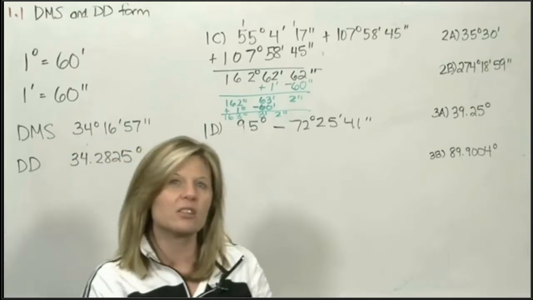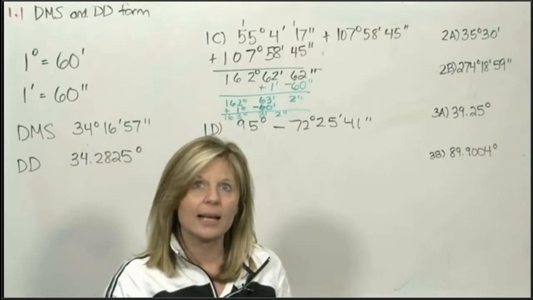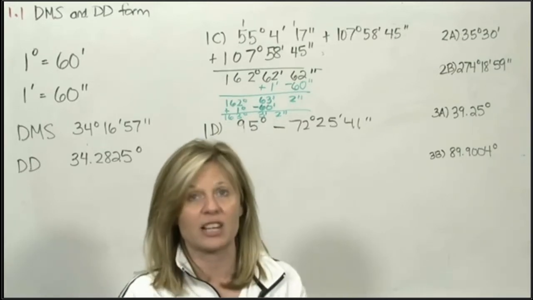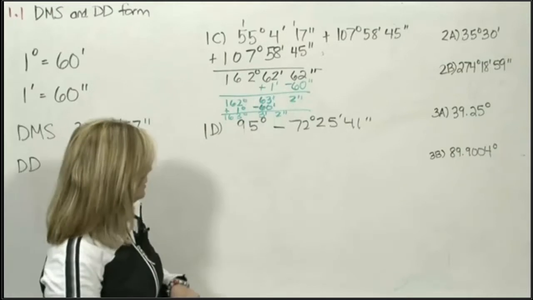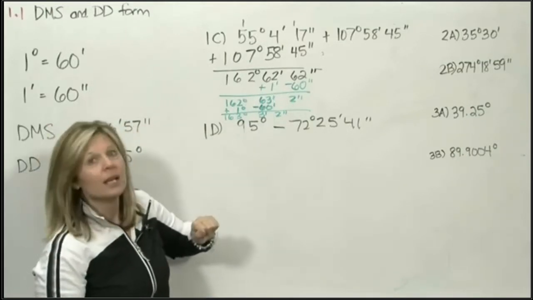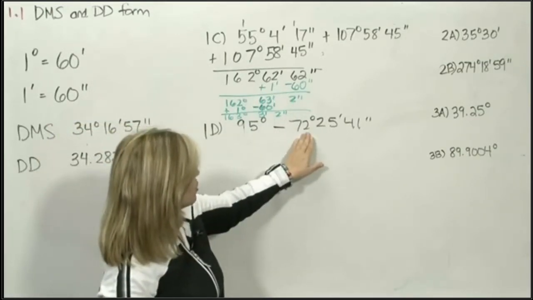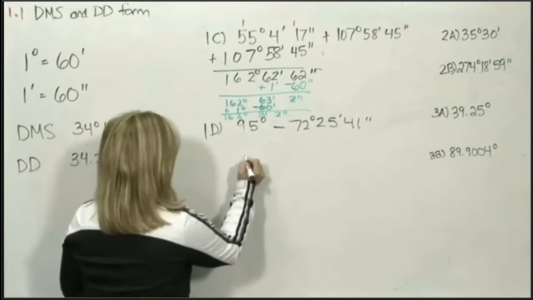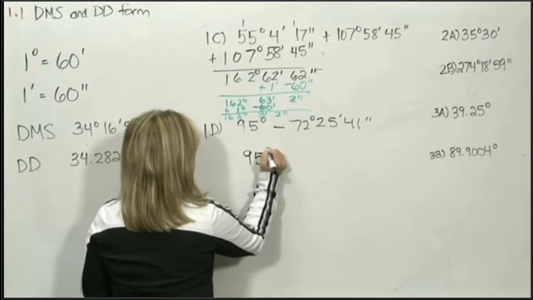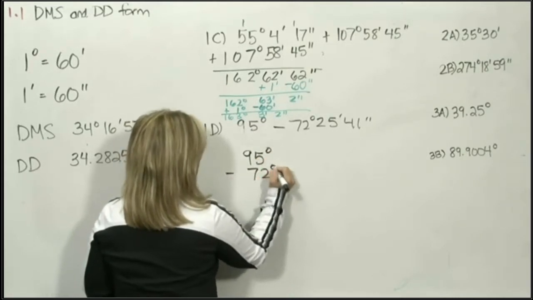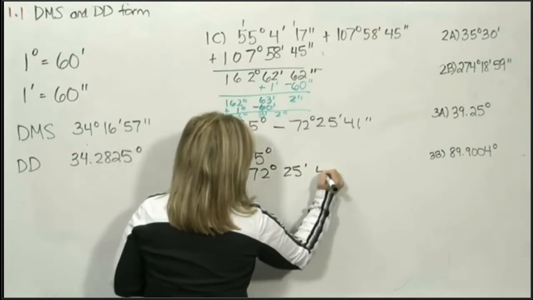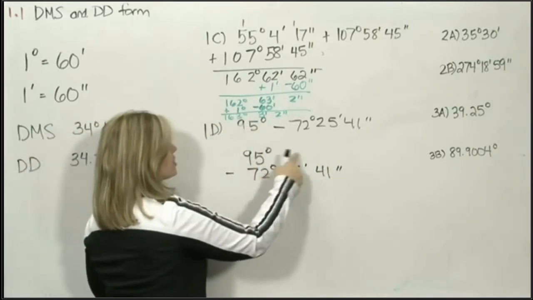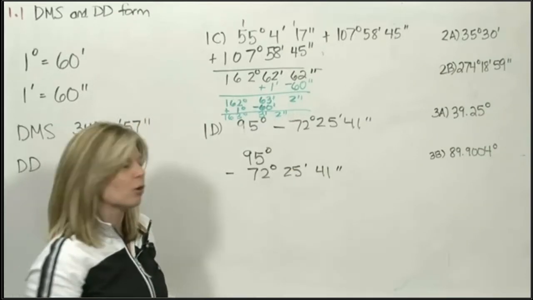So when you give an answer in DMS form, make sure, guys and gals, the minutes and seconds aren't bigger than 60, because then you have to make an exchange. Now let's say I have 95 degrees, and I want to subtract 72 degrees, 25 minutes, 41 seconds. Again, just like second grade, I'm going to line it up. I'm going to line up degrees with degrees, minutes, seconds. Just like second grade, if I have no minutes or no seconds, I would put placeholders, which are zeros.